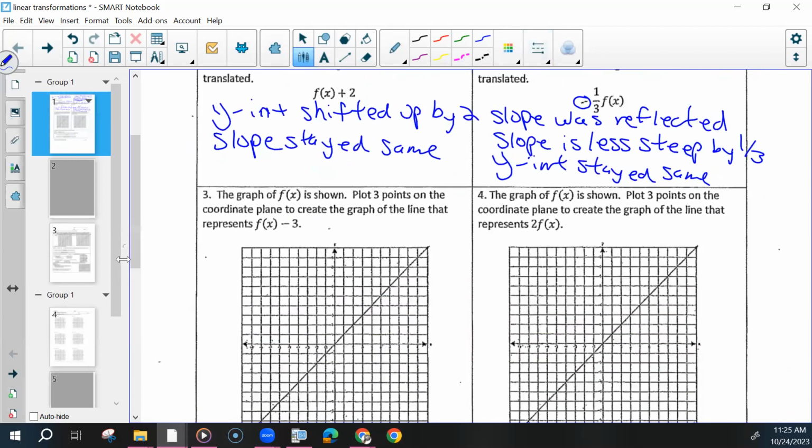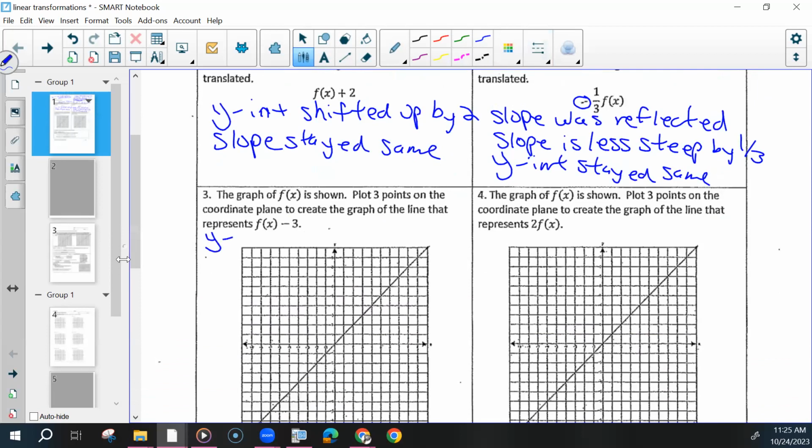Number 3 and 4, it does not say to describe, but we're going to do it anyway, just so we get good practice at describing. So here we have f of x minus 3. What is happening here? Y-intercept shifted down by 3.